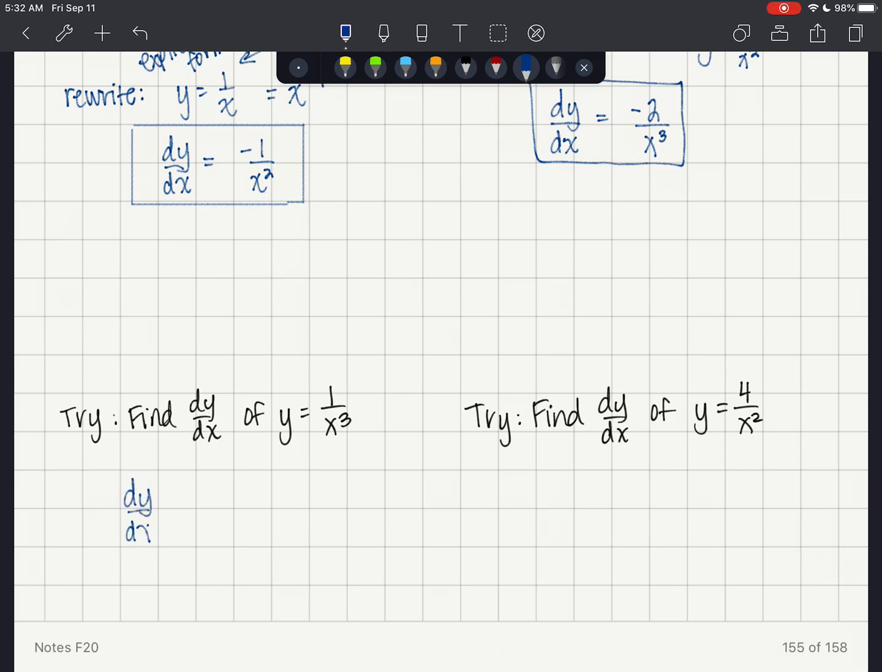Press pause, come back, and I'm just going to give you the right answer. Dy dx is equal to negative 3 over x to the 4th. Look at this. This is just x. Dy dx is equal to negative 8 over x cubed. And once again, we've got it in terms of just x.